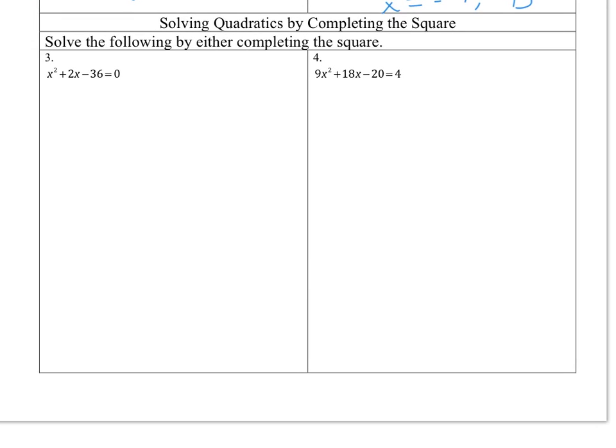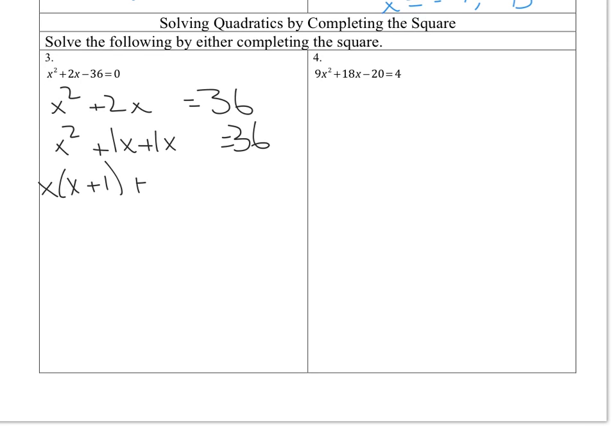Solve by completing the square. I'm going to move that 36. I'm going to split that middle term. I'm going to do the factoring part over here for you. And then I'm going to have x plus 1, plus x plus 1. So I need a plus 1 here. So I finished my factoring. Oops, that's not supposed to be an x. It's supposed to be a 1.